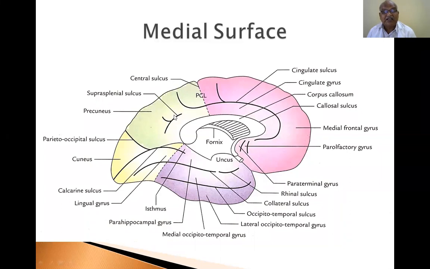Another sulcus extends on the medial surface of the parietal lobule. This is the suprasplenial sulcus. This is one area and this is another area, the suprasplenial area and the infrasplenial area. So the entire cerebral hemisphere is divided into sulci and gyri. You have to name them.